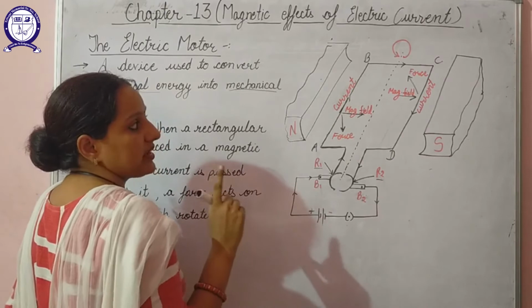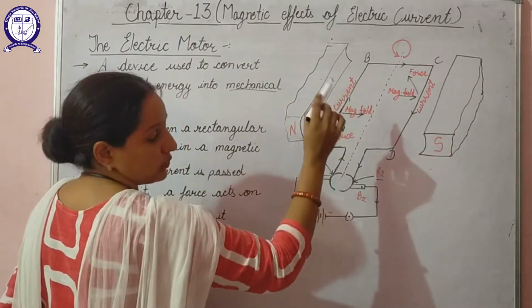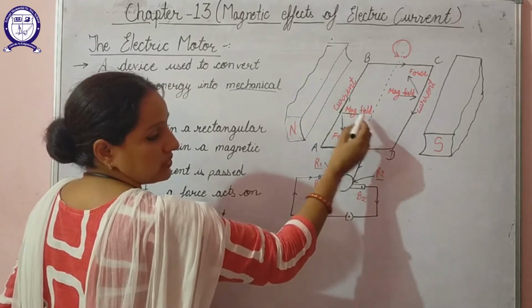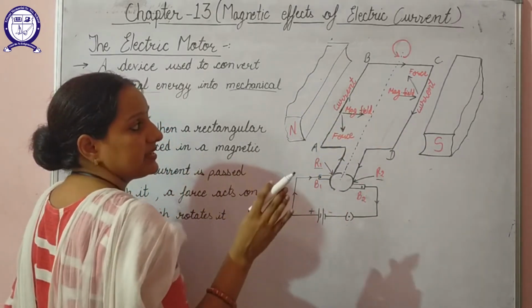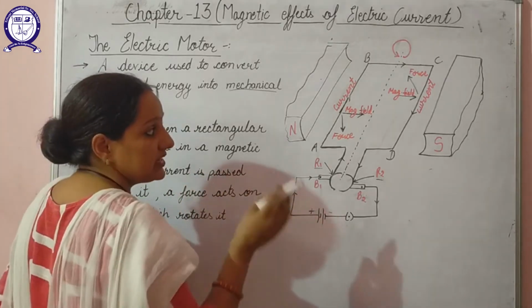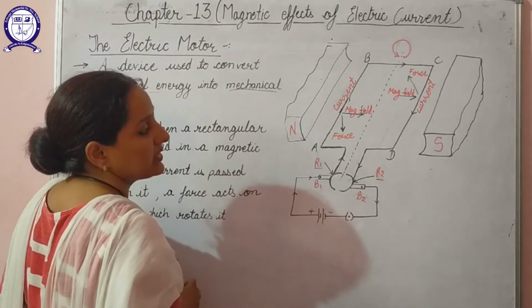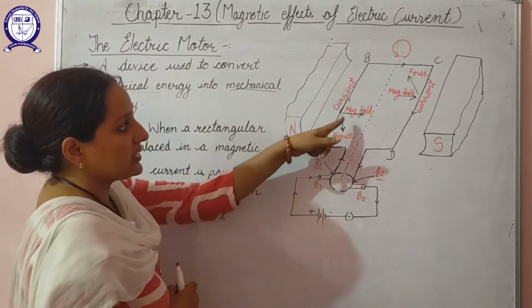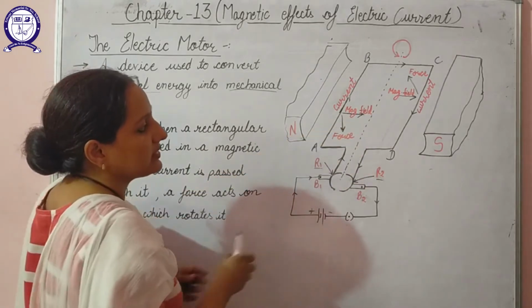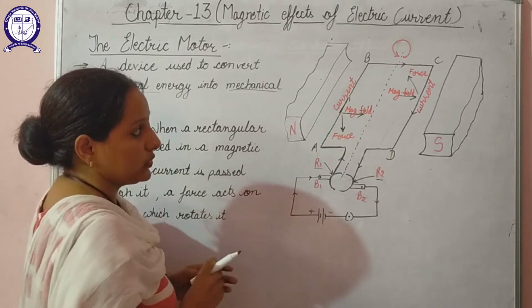We know that the direction of magnetic field is always from north pole to south pole. So this will be the direction of magnetic field. Now we know that when a current carrying conductor is placed in a magnetic field, a force will act. Now we will determine the direction of force with the help of Fleming's left hand rule. According to that, the direction of force acting in this portion AB will be downwards.